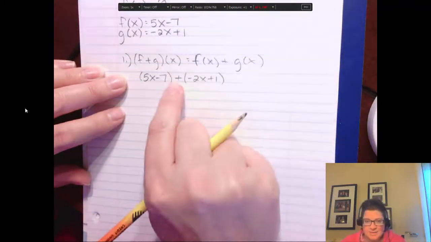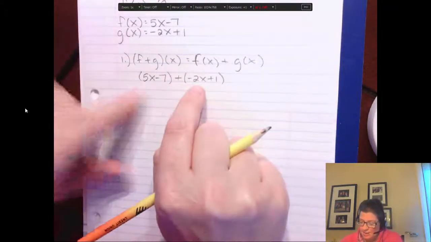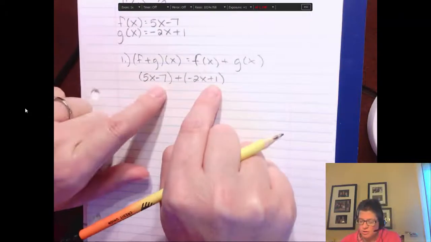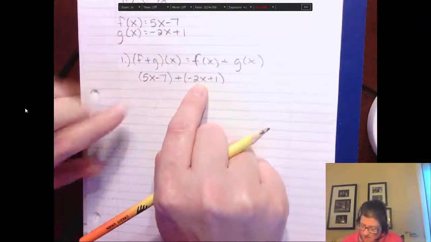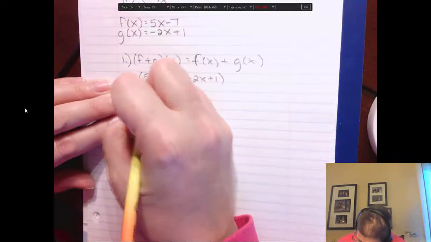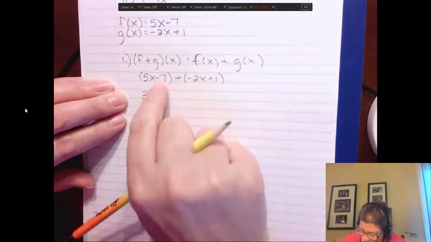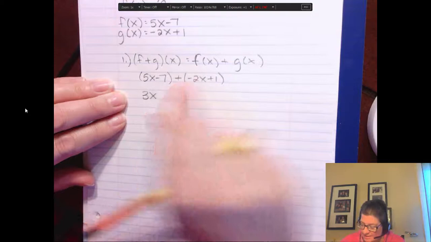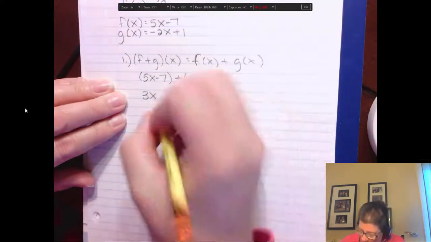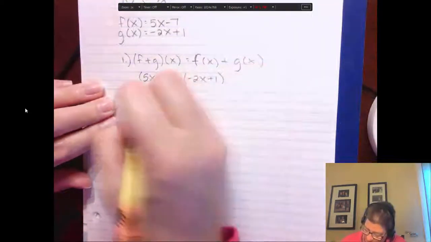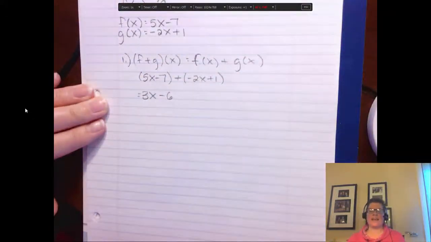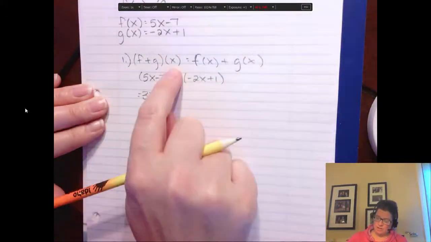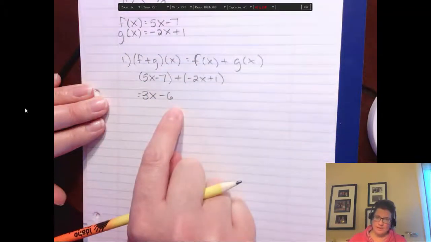So this is a plus, so this one's a little bit easier. So we just look at what the like terms are on both sides. So these both have an x. What's 5x minus 2x? Well, it's going to give me 3x. And negative 7 plus 1 is going to give me negative 6. So this is my final answer for f plus g of x: 3x minus 6.